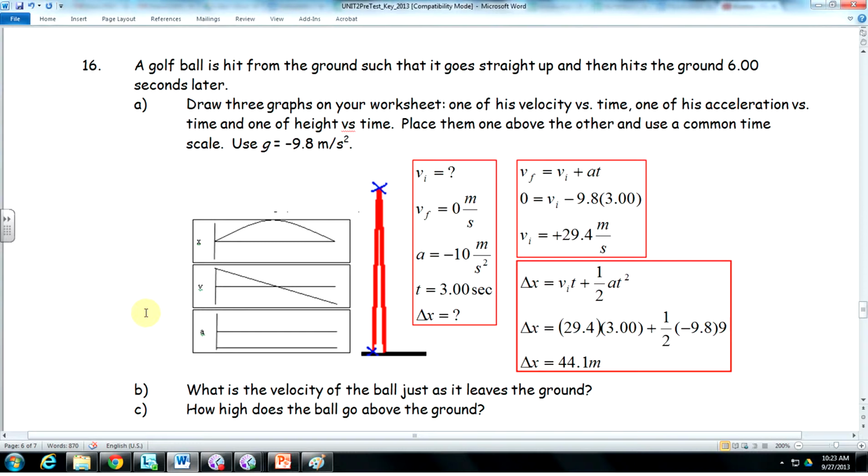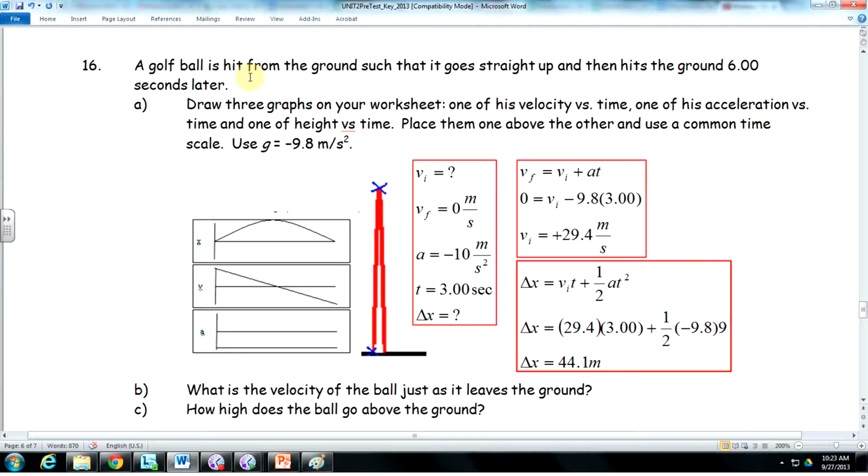All right, so I decided we can go ahead and do number 16 now. I've got a golf ball being hit from the ground, going straight up 6 seconds and coming back down. This is the same as our tennis ball lab, actually, but I chose a golf ball so that there's no confusion about that I hit it from a meter up high or something like that. It left the ground, it came back to the ground, makes things a little easier.